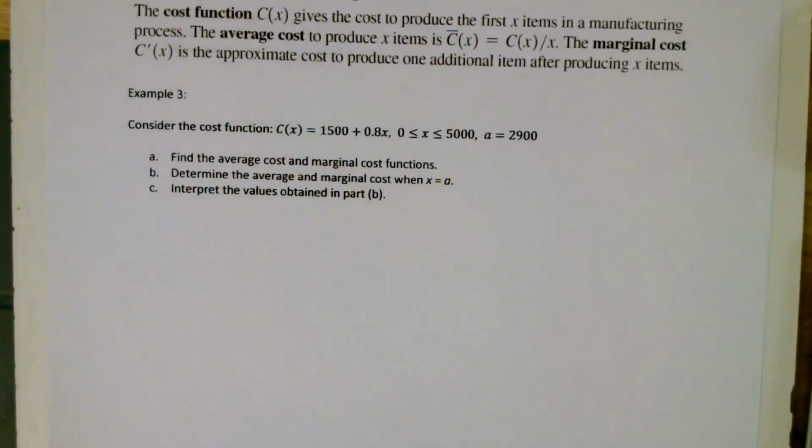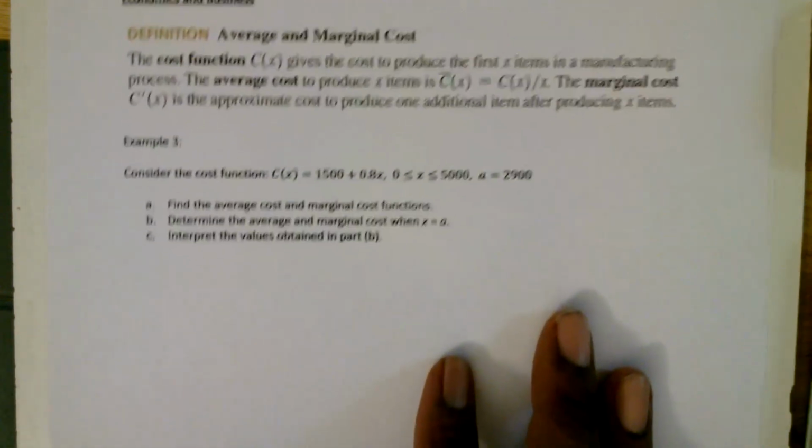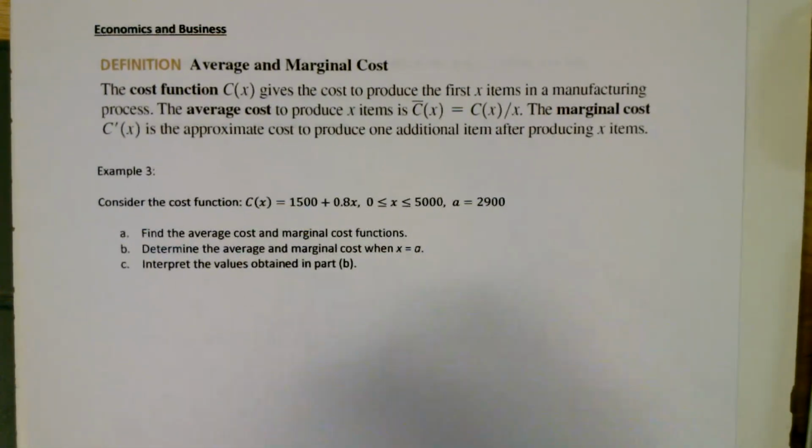All right, now let's talk about average and marginal cost used in economics and business. Okay, so that's the next thing we'll look at in this section. All right, so let's talk about the cost function. The cost function, which is going to be C of x, gives the cost to produce the first x items in a manufacturing process. So you'll be given a cost function.